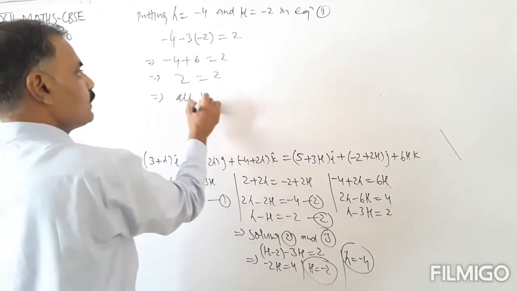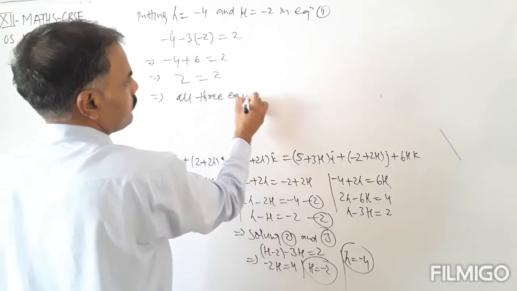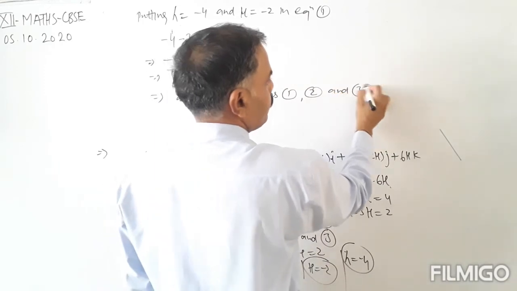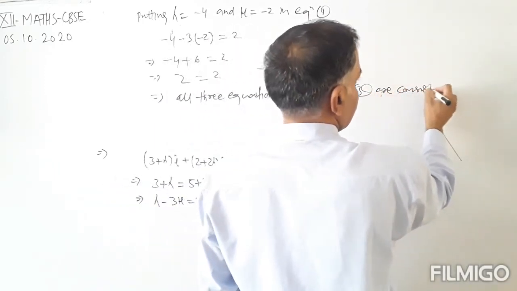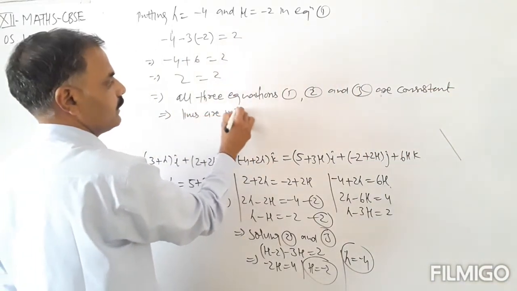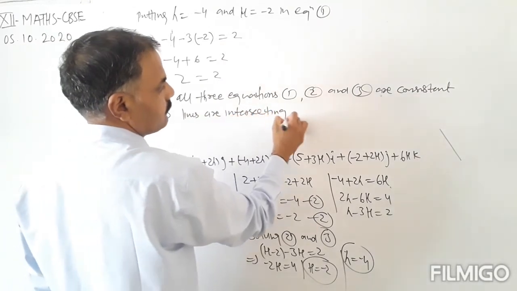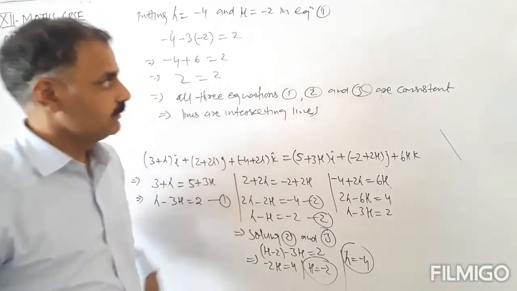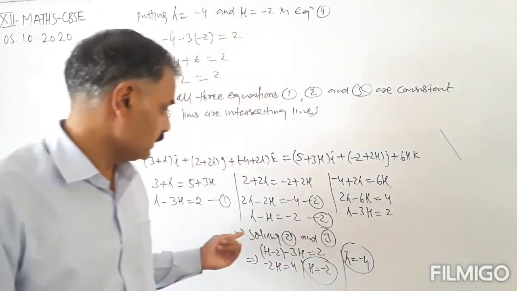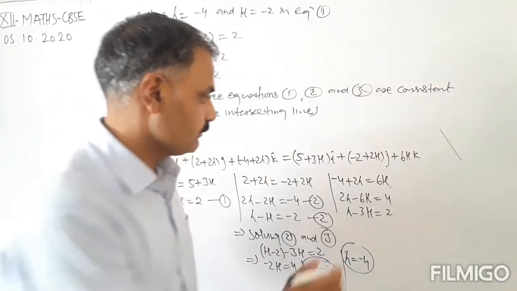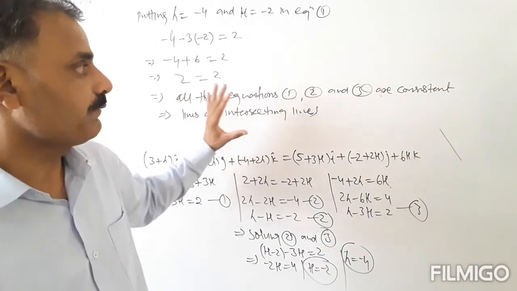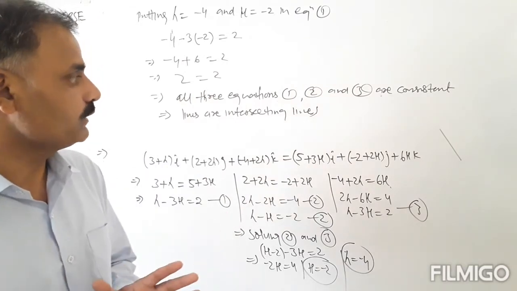This implies that all three equations, first, second and third, are consistent. Consistent implies that the lines are intersecting lines. Okay, so lines are intersecting, as all three equations are consistent. Now we have to find the point of intersection.